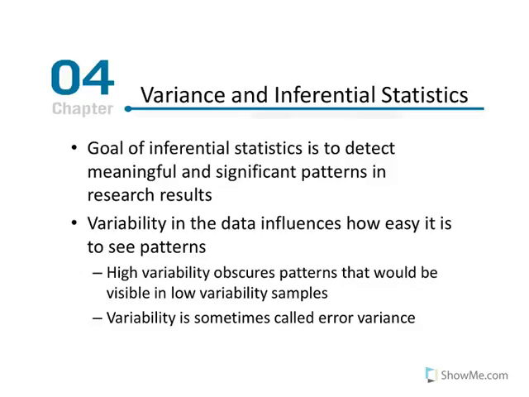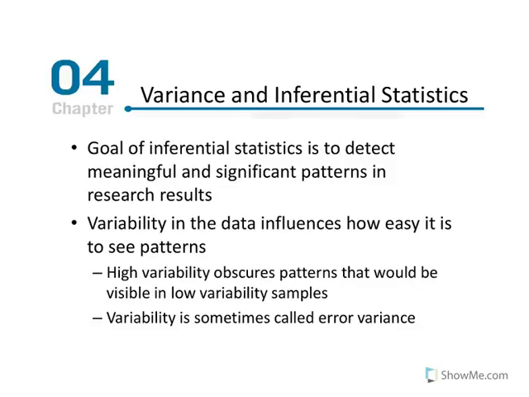As I indicated earlier, variance is very useful when we engage in inferential statistics. The goal of inferential statistics is to detect meaningful and significant patterns in research results. If we're comparing two groups, one that receives a drug and one that doesn't, what we want to assess first is a difference in the mean. We're hoping for a large mean difference, but the variation within each group will also help us determine if we see a change in the mean. It'll be easier to determine that the change was due to the treatment when variability is low, as opposed to when variability is large. So low variability helps us better detect meaningful, significant patterns between groups being compared.